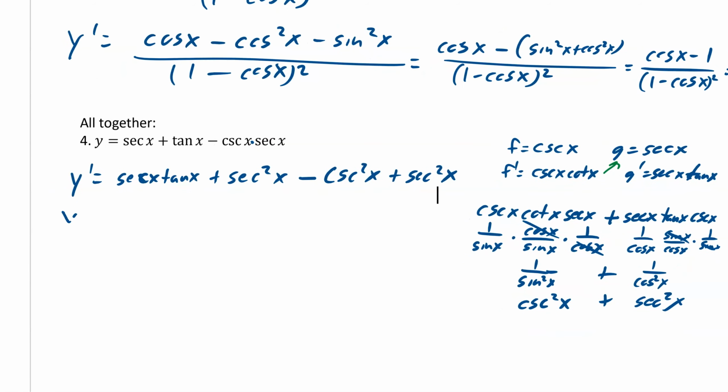And we can keep modifying this some more if we want, but we're going to stop. So this is secant x tangent x plus 2 secant squared x's minus cosecant squared x's. There are other options on how you simplify this. We could keep going with each of these, but we'll stop there.